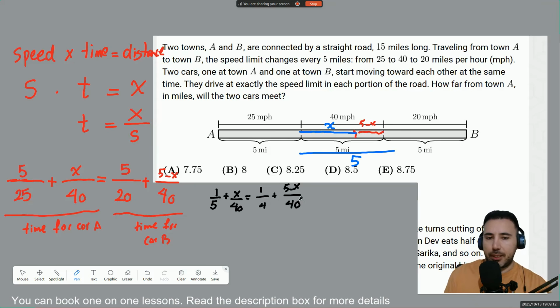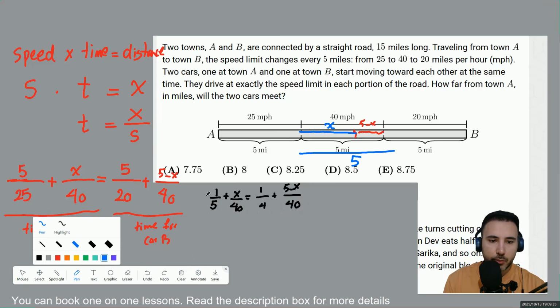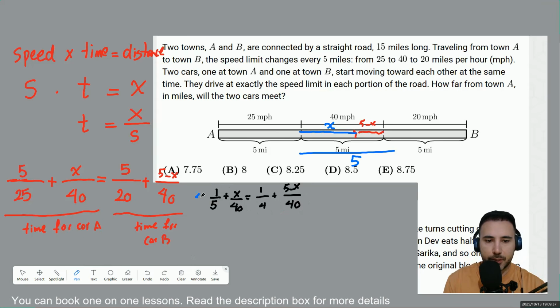I don't like the fractions, and I think you don't like the fractions too. So what we would do, we would multiply everything by the least common multiple of these. What is the least common multiple of 5, 4, and 40? The answer is just 40. But why do we do that? You're going to see why. So we're going to multiply everything by 40. This will be 40 over 5, that's going to be just 8. So I'm going to just write 8.